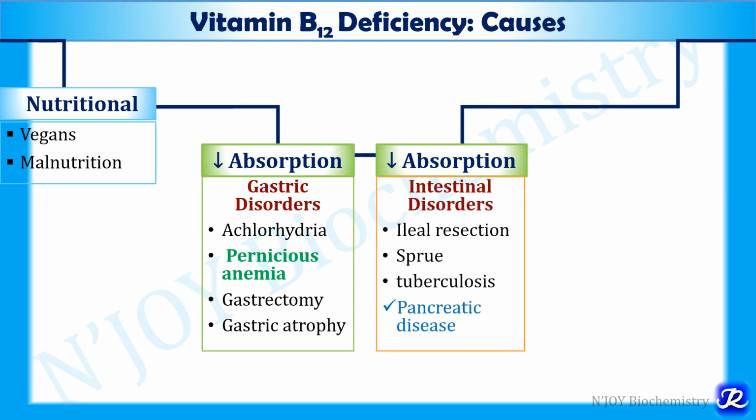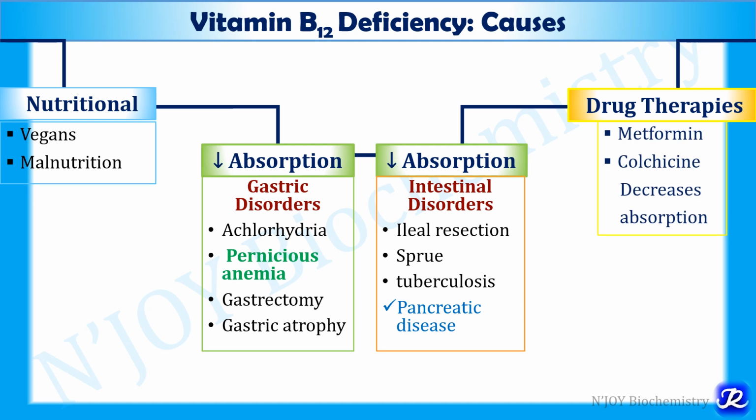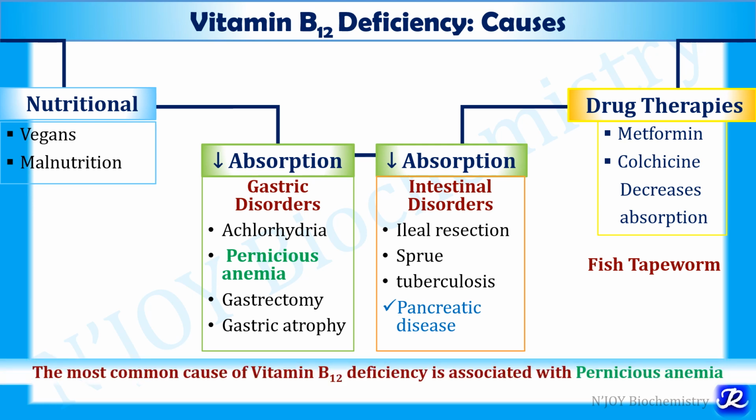Now what are the various intestinal disorders which are responsible for decreased absorption? So if there is ileal resection, because vitamin B12 absorption occurs in the terminal ileum, in conditions like sprue, tuberculosis, even in the pancreatic diseases the absorption is retarded. Various drugs are also responsible for retarding the absorption like metformin, colchicine, and vitamin B12 deficiency is also common in fish tapeworm infection.